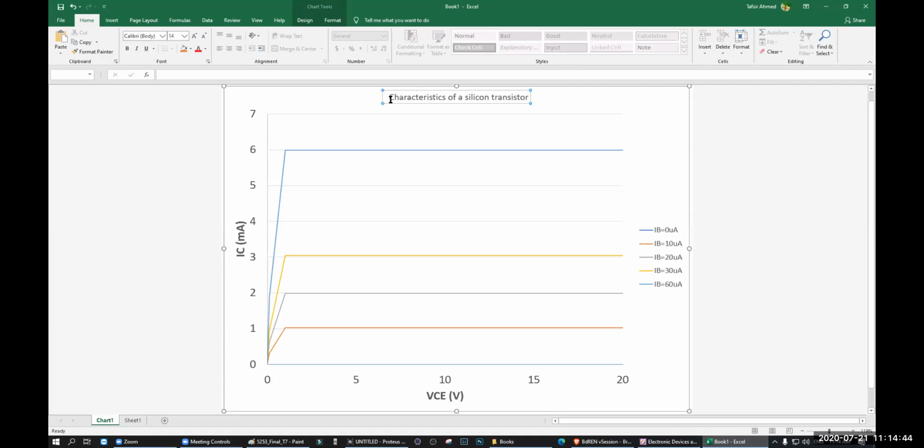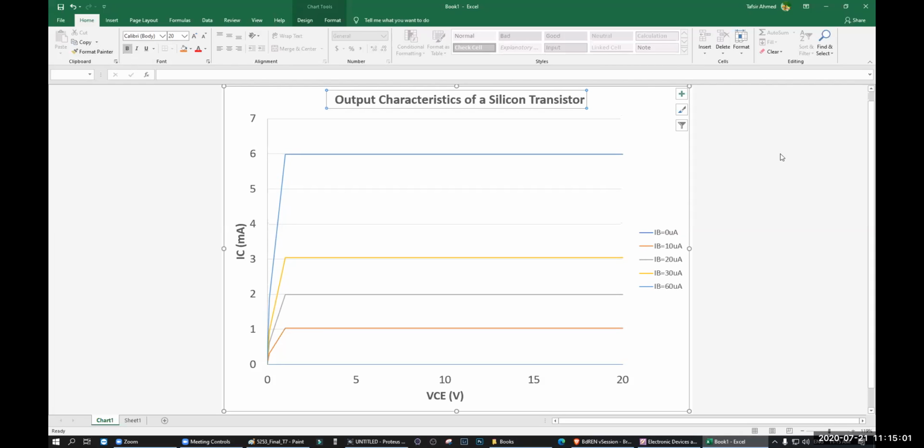Characteristics. That means this is collector characteristics or output characteristics. You can call it collector characteristics or output characteristics of a silicon transistor. Okay? This is the characteristics curve, or you can just call it characteristics curve, no problem.